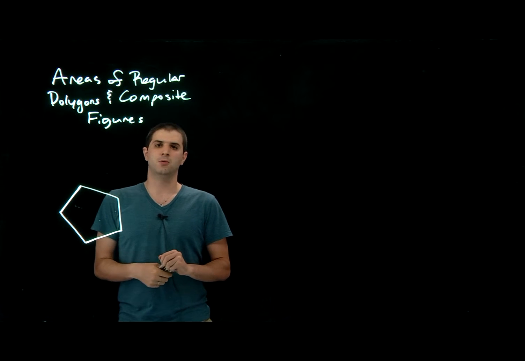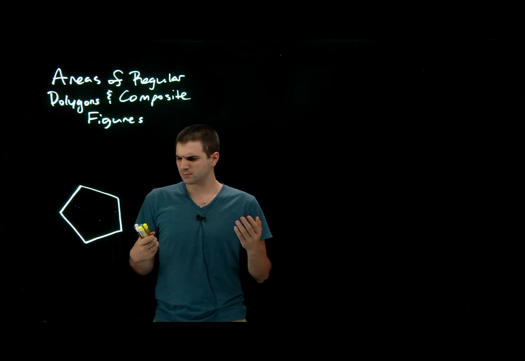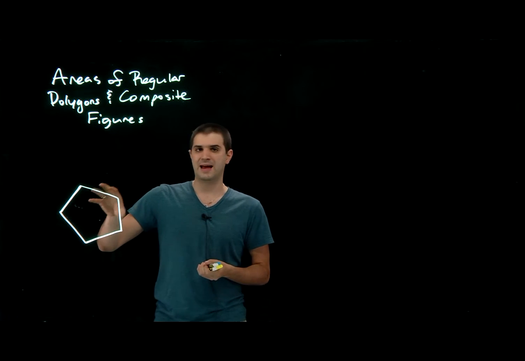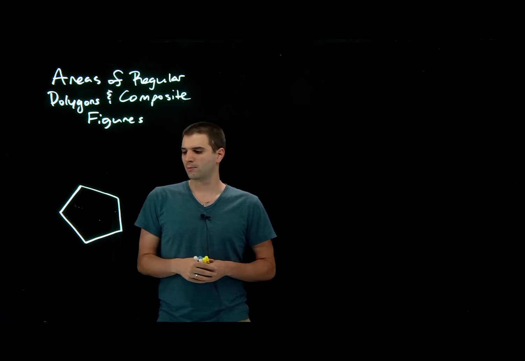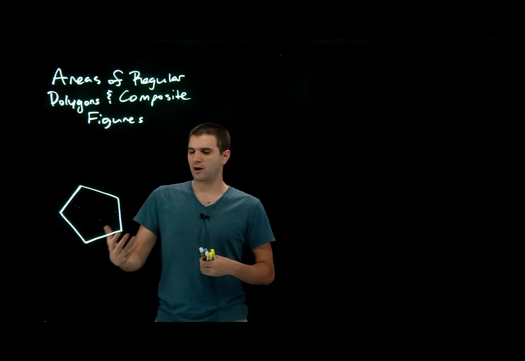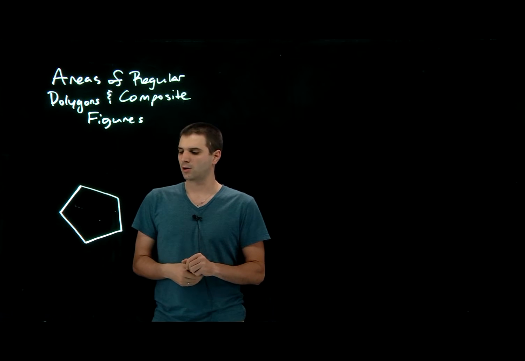So remember, let's go way back to Unit 1. We talk about regular polygons. The definition, this of course is a pentagon. You can have a hexagon, octagon. Those are our most common ones. But also a triangle and a quadrilateral, a square are also polygons.